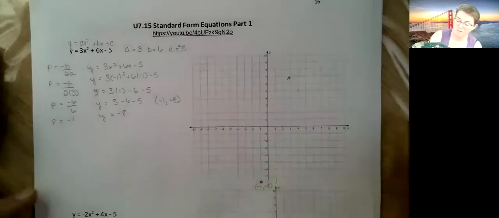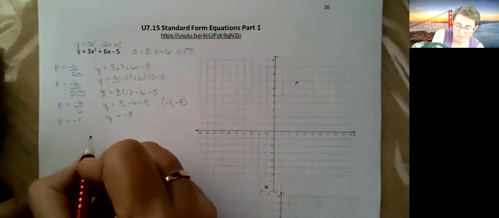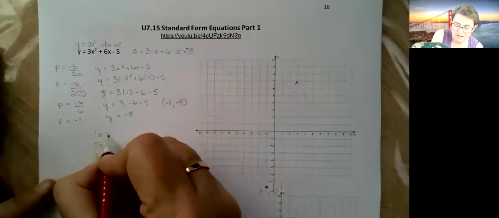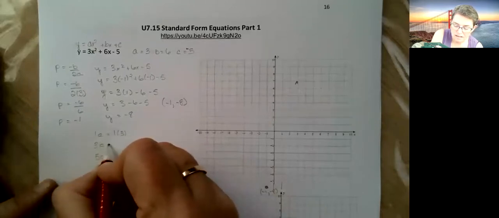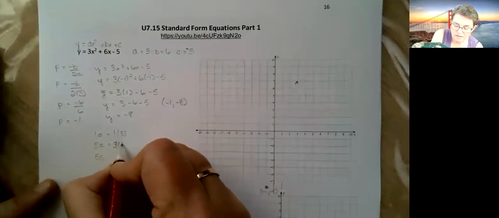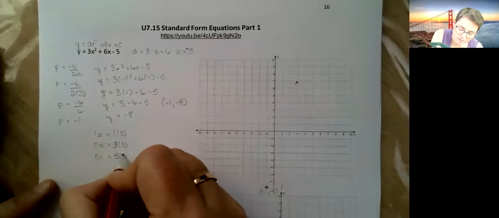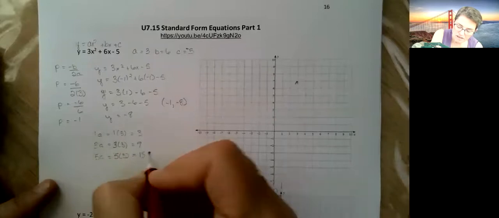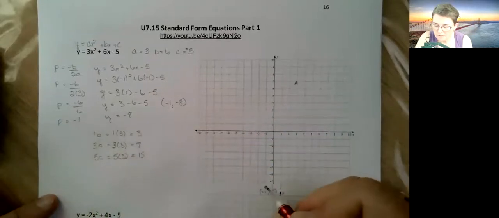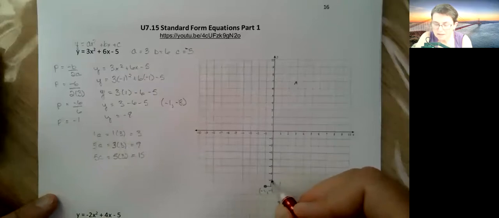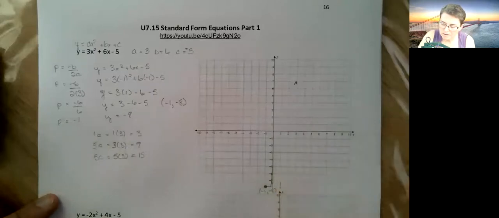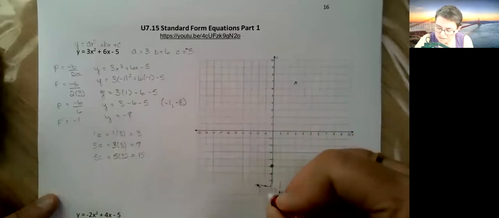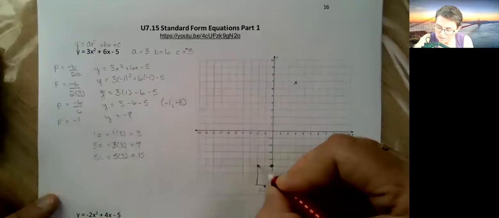All right, now we need our magic numbers. 1a, 3a, 5a. So that's going to be 1 times 3, 3 times 3, 5 times 3. So it's going to be 3, 9, and 15. All right, so we go 1 over and 1, 2, 3 up. And we go 1 over and 1, 2, 3 up.